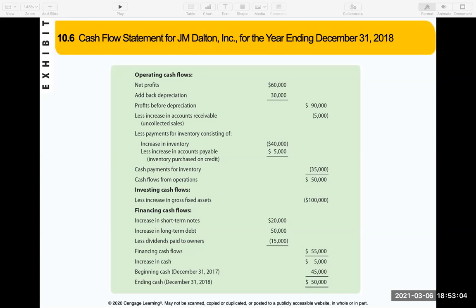You want to add back depreciation because depreciation is a non-cash expense, which means that it needs to be added back to the cash flow statement in the operating section. You're going to subtract your accounts receivable because that's uncollected sales. That money is not there. You want to subtract your inventory number and accounts payable there as well.